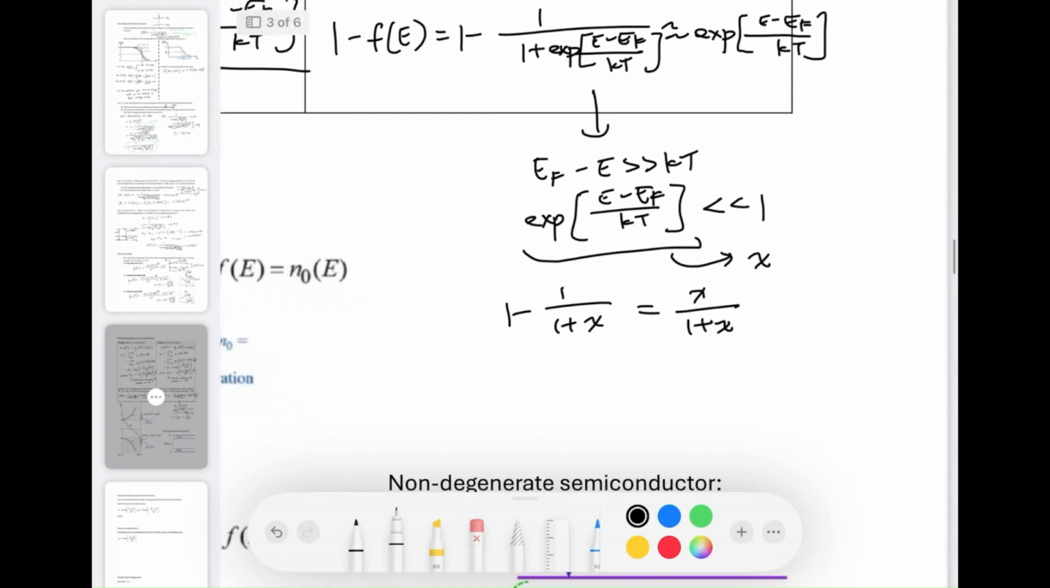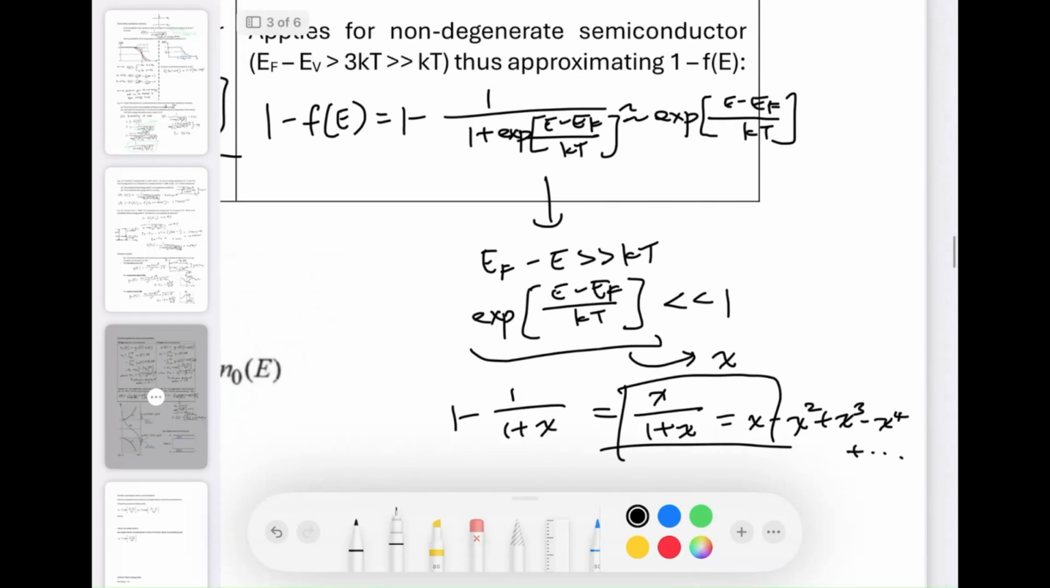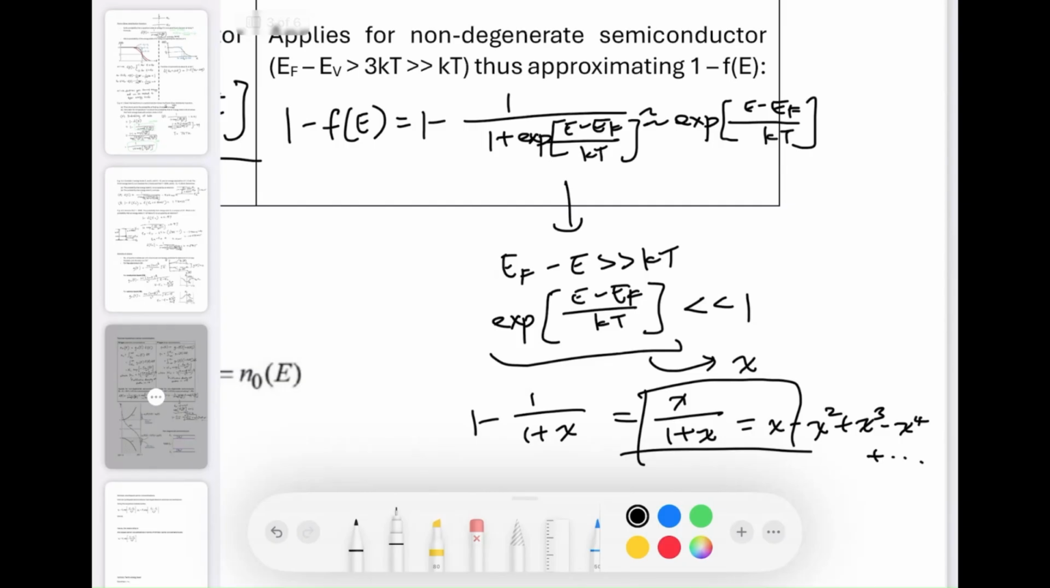If you expand x over 1 plus x using the Taylor series, you can get this thing. Because x is very small, using a small approximation, this is just equal to x. That's why 1 minus FE is just equal to x, which is just equal to this. So that's how we arrive at the approximation.